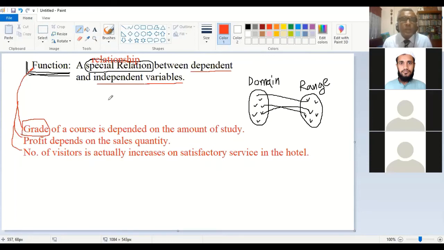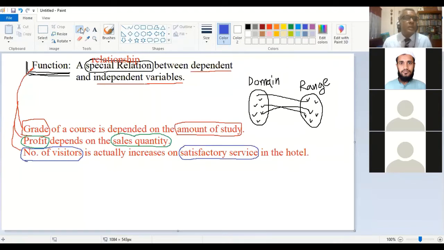This is called the dependent variable. Grade is dependent on the amount of study. So the amount of study is the independent variable because it is not dependent on grade. And profit amount is also a dependent variable. It is dependent on the variable sales quantity. So if you can sell more, then the profit will be more. So this is the dependency. And the last sentence, the number of visitors is also dependent on satisfactory service. So that is the independent variable.